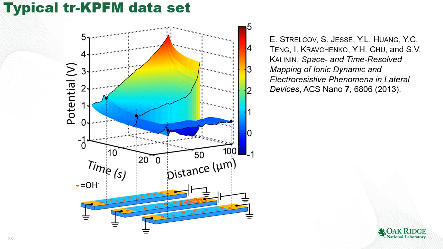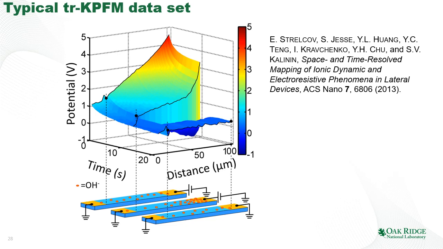So here we have one electrode, so it's grounded, the potential is well defined. Here we have a second electrode, its bias potential is also well defined, obviously subject to the cantilever contribution. And what we look at is the potential distribution between the electrodes as a function of time during the bias and after the bias.